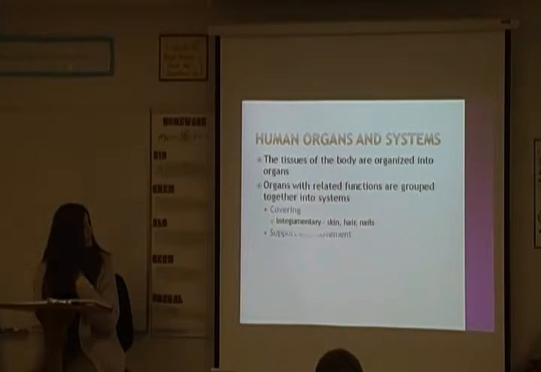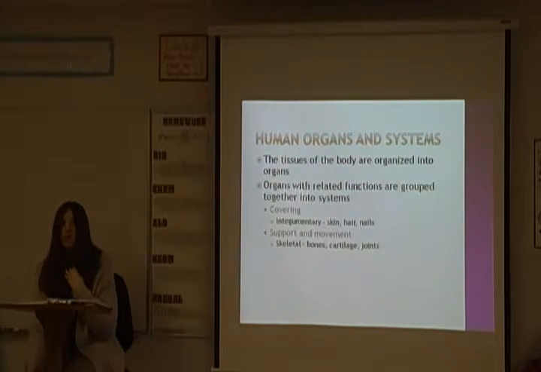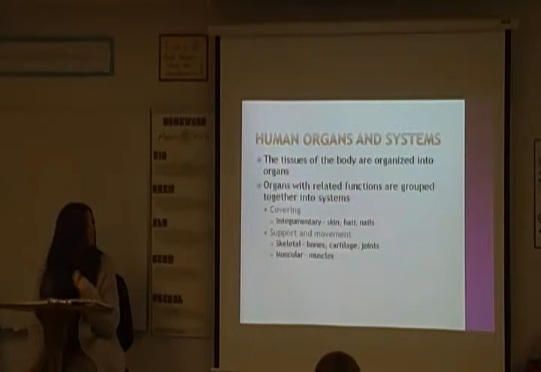All right, then we have two systems for support and movement. That would be the skeletal system, and we will look at that. We'll look at bones and cartilage and joints. We will learn several of the bones. And then, of course, the muscular system is the muscles. When we study the muscular system, it'll be skeletal muscles. But then we will look at the cardiac muscle when we talk about the respiratory system, and then you have smooth muscle, which is really organ muscle.